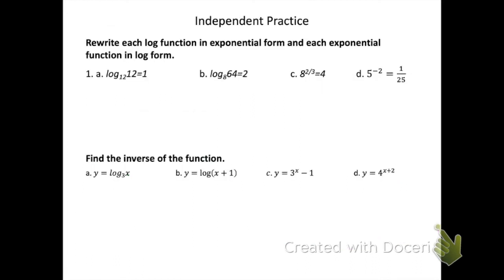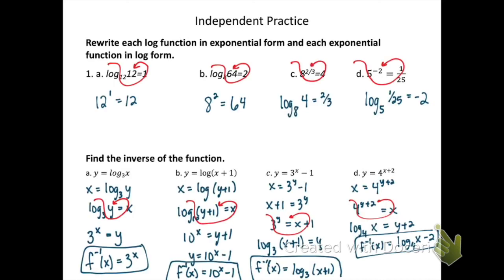Next is the independent practice part of the video, so pause your video, try all of these problems on your own, and then restart your video to see my answers. If you have any questions over these, please make sure to ask a teacher for help.